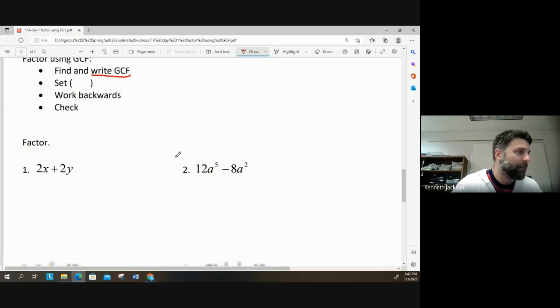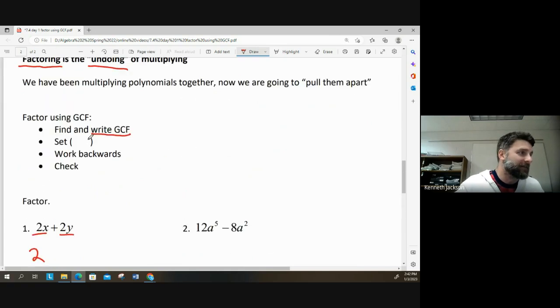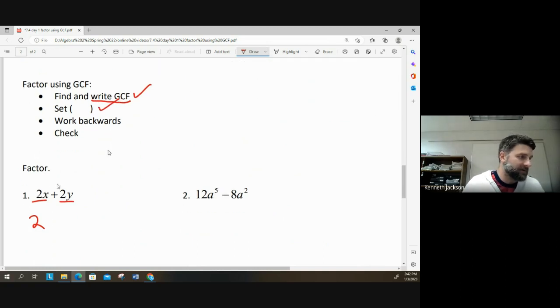For example, on number 1, between this term and this term, I have 2 and 2, so my GCF between the numbers would be 2. Looking at the variables, I have an x and a y. They don't share any common variable, so there is no GCF of the variable. So after I find and write the GCF, which I just did in step 1, now I need to make a set of parentheses. So I'm going to make my front set of parentheses.